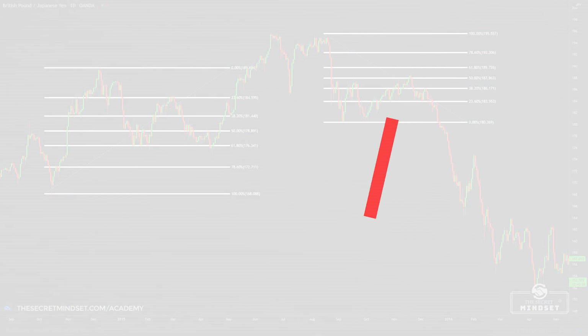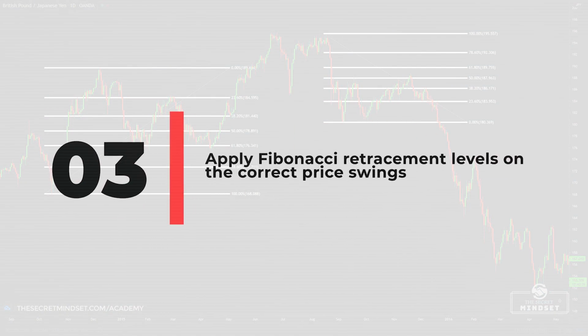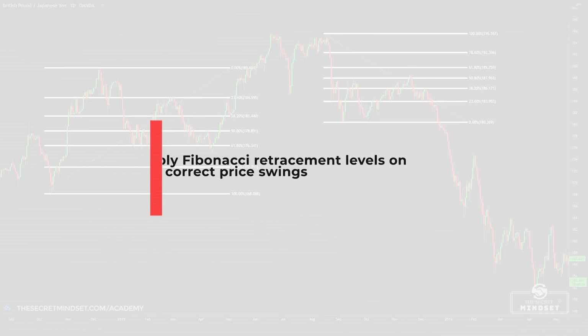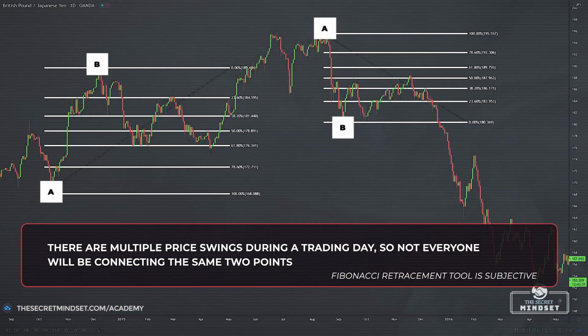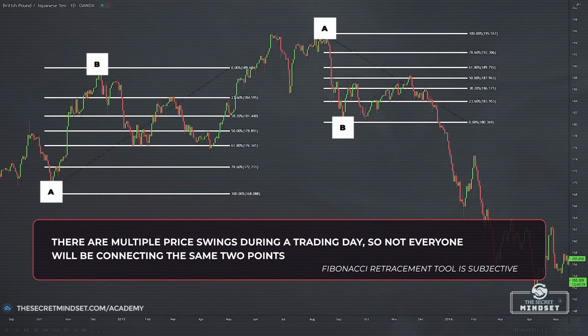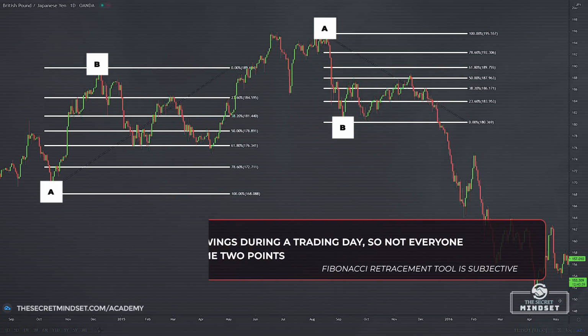Number 3. Apply Fibonacci retracement levels on the correct price swings. Using a Fibonacci retracement tool is subjective. There are multiple price swings during a trading day, so not everyone will be connecting the same 2 points. The 2 points you connect may not be the 2 points others connect. Here's how you correctly apply Fib retracements.